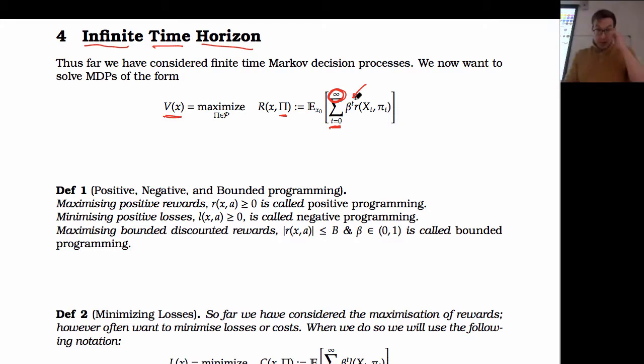Right. And then I commented that for this kind of problem, there's a slight difference between when you're maximizing positive rewards or minimizing positive losses, which is equivalent to maximizing negative rewards. So those are called positive programming and negative programming, and then on the intersection of the two is the idea of bounded programming.